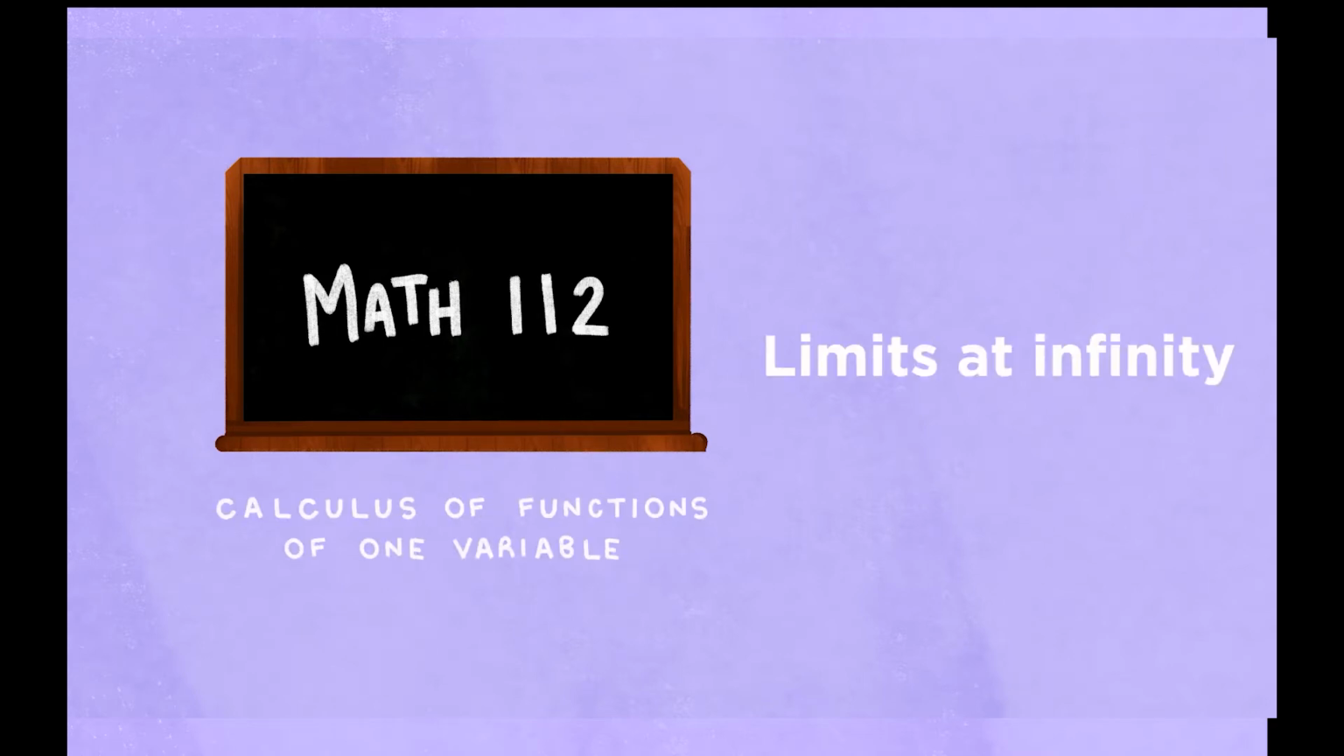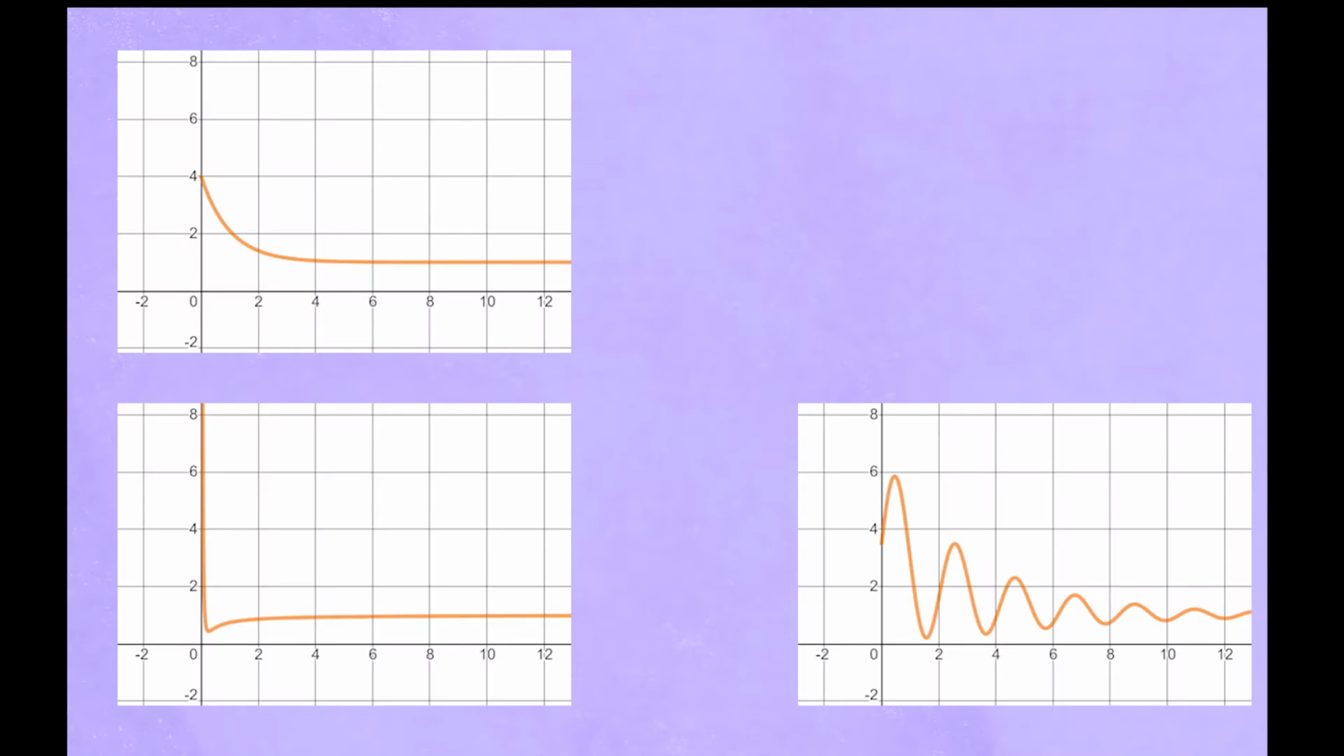Let's have a look at these three examples. These functions are all different, but as x becomes very large, the corresponding y values all begin to approach 1. It is this behavior that we are interested in today.